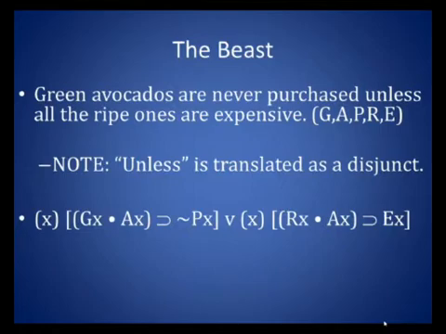I know that this one's not that easy. Take the time to try and work through it yourself, to get to where you can understand why it's translated this way. But the first thing to note is that unless is going to be translated as a disjunct. Once you recognize that, then what we can do is take each side of the disjunct. On the left side, it seems pretty simple. Green avocados are never purchased. Again, for all X, if X is green and X is an avocado, then X is not purchased. On the right side of our disjunct, all the ripe ones are expensive. What's that saying? For all X, if X is ripe and X is an avocado, then X is expensive.